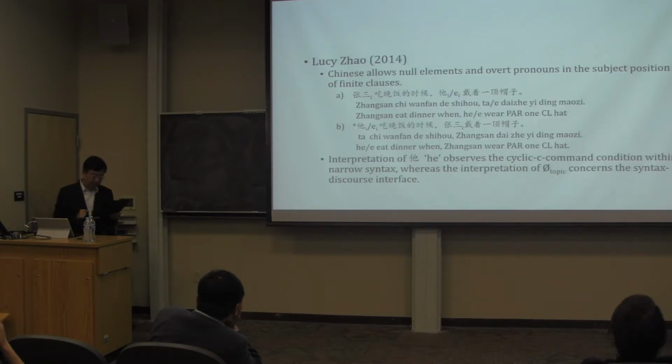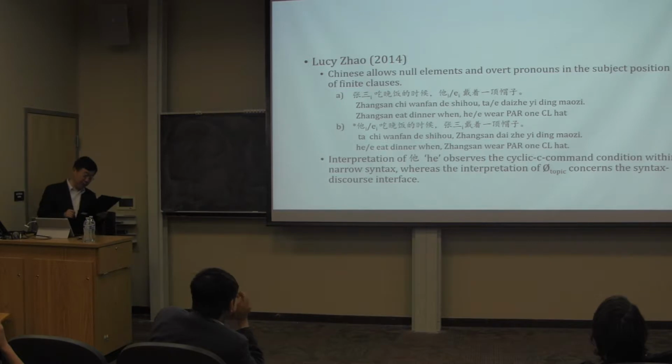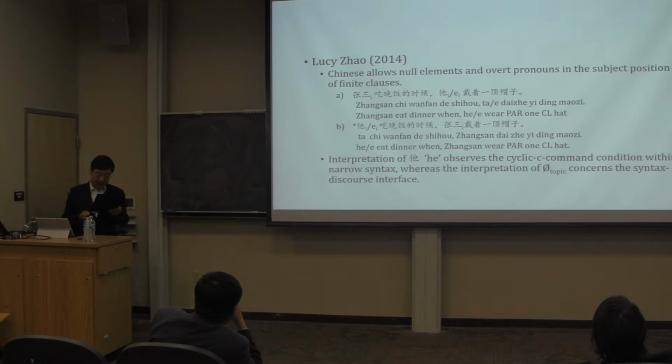Now let's look at another empirical study by Lucy Zhao, which further explores null and overt elements in Chinese. Chinese allows null elements and overt pronouns in the subject position of finite clauses. For instance, they can both appear in the subject position of the main clause and that of the subordinate clause. Look at the two examples. The first one is 张三吃晚饭的时候，他戴了一顶帽子. The second is 他吃晚饭的时候，张三戴了一顶帽子.